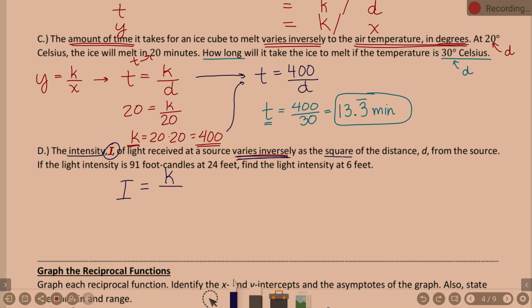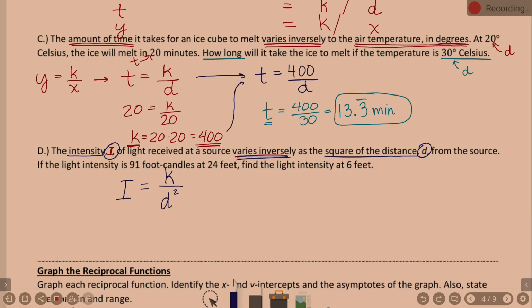The square of the distance D. D squared is the catch. So our equation is very similar. It's just one small tweak. There's a square on the bottom. That's the only tweak. Everything else, we're going to work out the same. We just have a different looking equation.